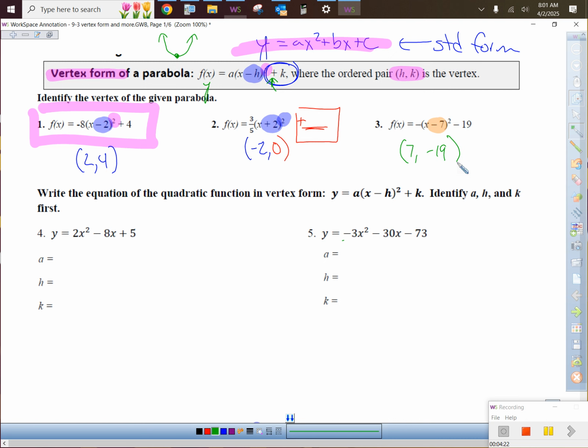That's why it's called vertex form. But what they're going to have us do now is some changing around. Check out this guy right here. First question, is he even a parabola? If I was to graph that, would that be a parabola?